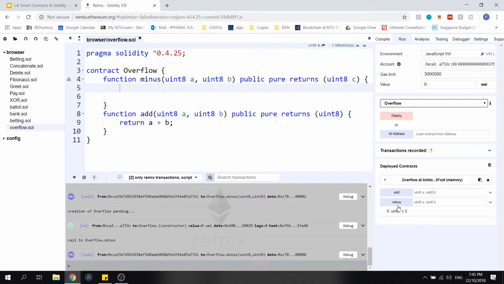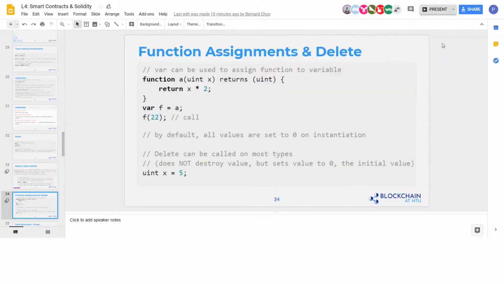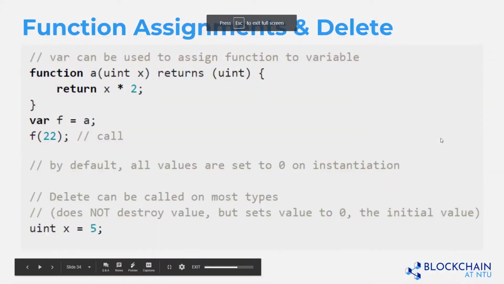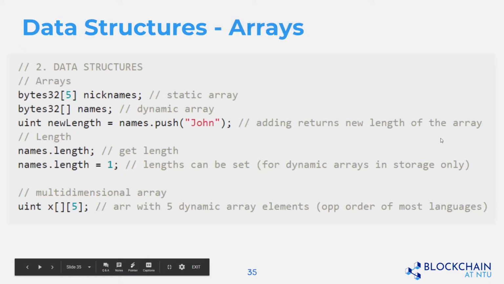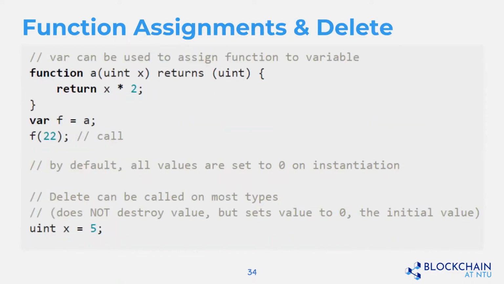Yeah. So I redeploy the contract, and for the minus function, if I click here, it returns C equals 0. You can try entering any other value of A and B, but it will still return 0. Yeah. So because we didn't assign any value to C, C is still 0, like what Alex said. Okay. So any other questions?